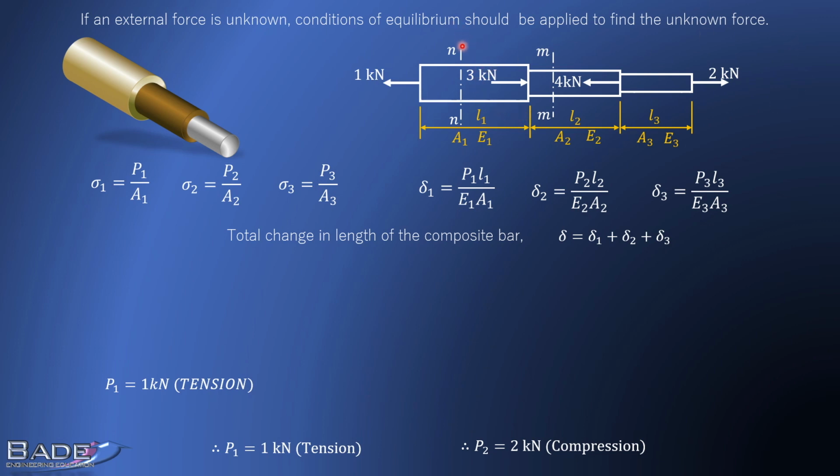To find force on cross section NN. On the right side of cross section NN, there is a 3 kilonewton rightward force, a 2 kilonewton rightward force and a 4 kilonewton leftward force. Now listen, rightwards and leftwards are directions. Now we are finding force on cross section NN, that is we are finding force in this member.